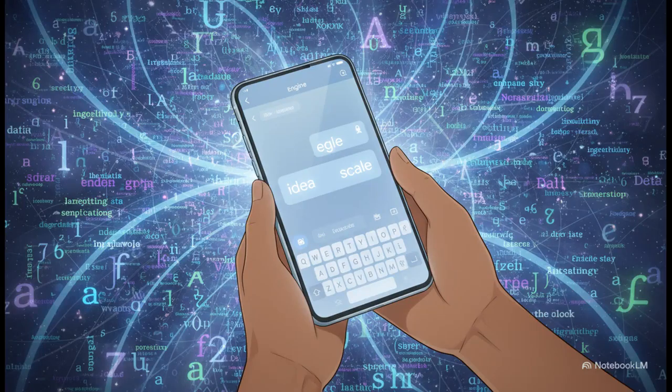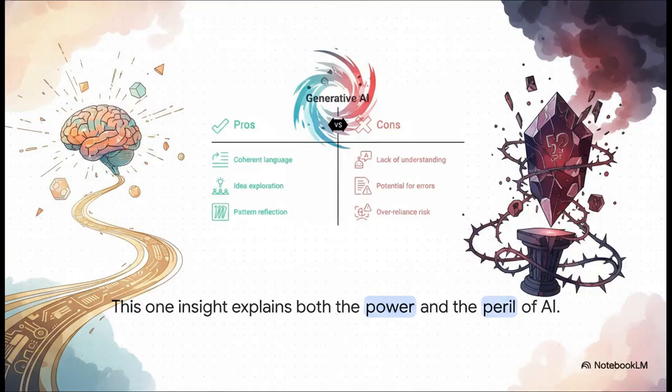The easiest way to get this is to just look at your phone. When you're typing a text and it suggests the next word, it's not because your phone understands your conversation. Nope. It's just predicting based on millions of other sentences it's seen. Generative AI does the exact same thing, just on a mind-bogglingly bigger scale. And understanding that one thing explains everything.